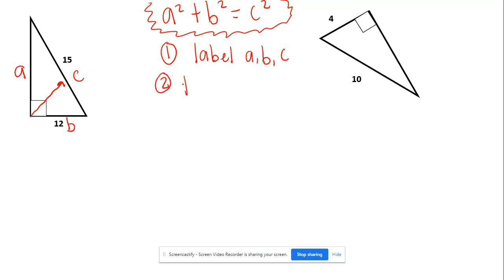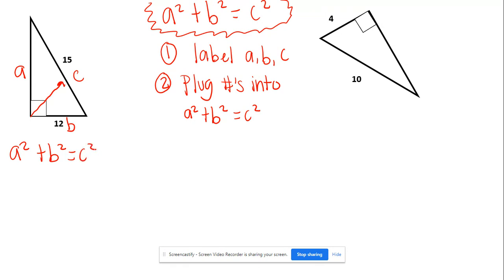Step 2 is to plug numbers into A squared plus B squared equals C squared. So I'm going to write my formula over here. A squared plus B squared equals C squared. My A, I don't have a number for A, so I'm going to leave it as A squared plus B. Well, here's B, so I'm going to replace it. So instead of B, I'm going to write 12 squared equals C squared.